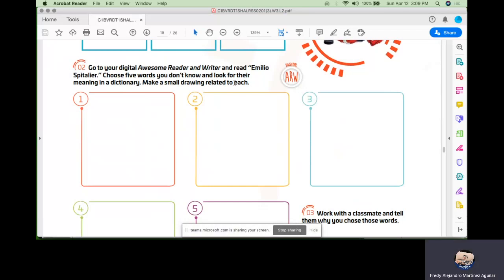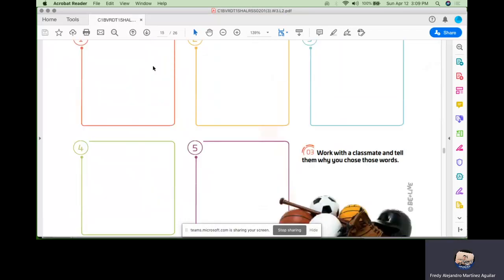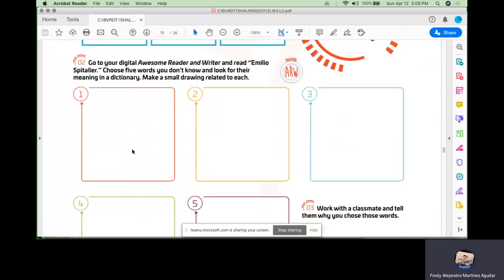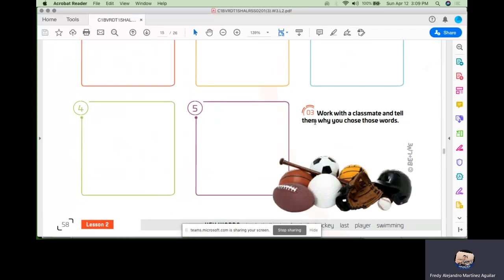Now we are going to choose 5 words: first, second, third, fourth, and fifth. You can look for the information in a dictionary, write it here, or draw a specific drawing here. Perfect. That is not mandatory, but it's recommended in order to do it in the forum.